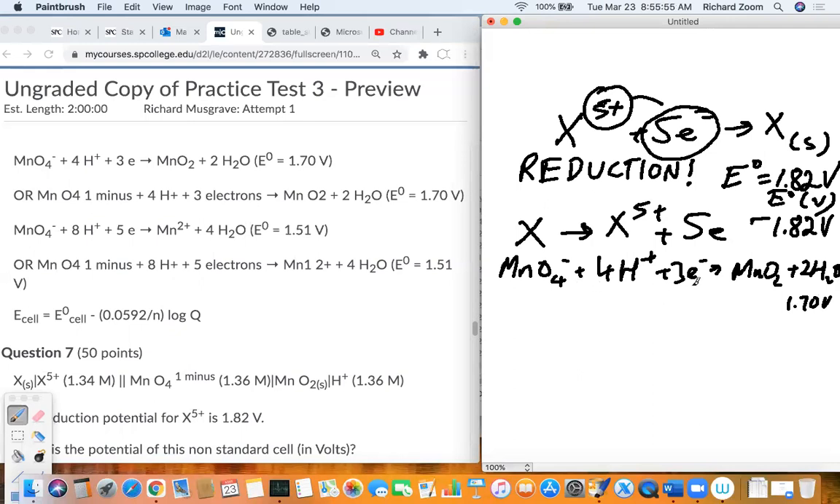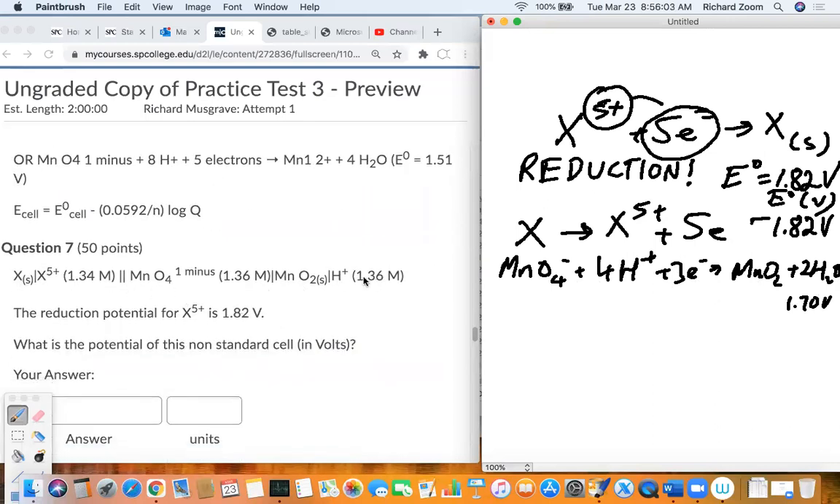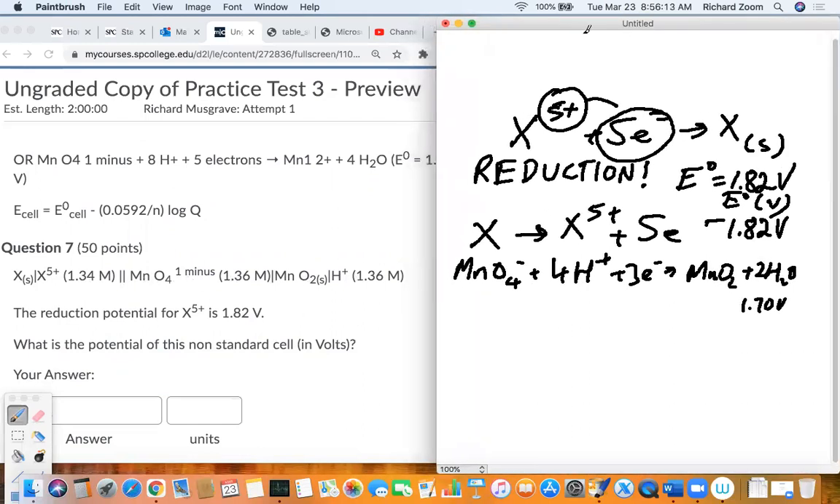Now remember, this one is a reduction and it stays a reduction because it's listed second. Oxidation is first, the reduction is second, anode and cathode. Oxidation at the anode, reduction at the cathode. All right, I'm going to stop here for a second. Does anybody have any questions about where I'm getting any of this stuff from at this point?